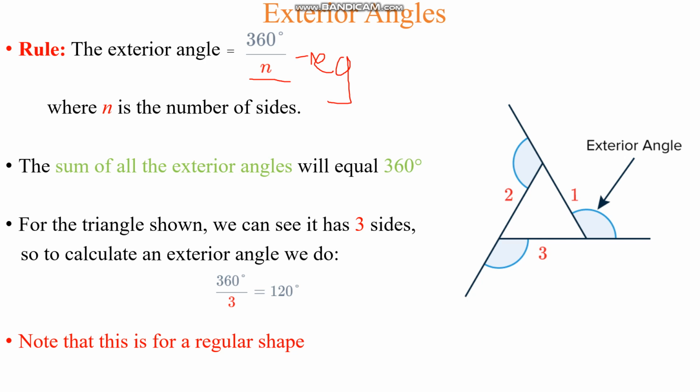The sum of all the exterior angles on any polygon will add to 360 degrees. For example, for this triangle that is shown here, it has 3 sides. So to calculate a single exterior angle, we will use the formula 360 divided by 3, and we will get 120 degrees. So for this regular polygon, each angle, that is angle 1, 2, and 3, is 120 degrees.